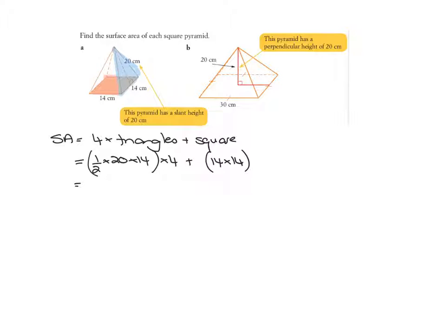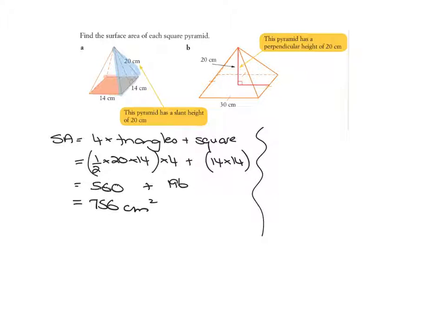Now, once again, you can use a bit of your maths here. Depends how you want to go. You can go half of 20, which is 10 times 14 times 4, or you can halve the 4 first, which is 2. Doesn't matter. And I end up with an answer of 756 square centimetres.